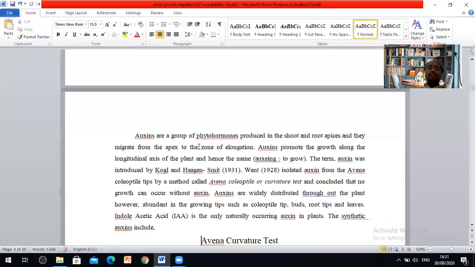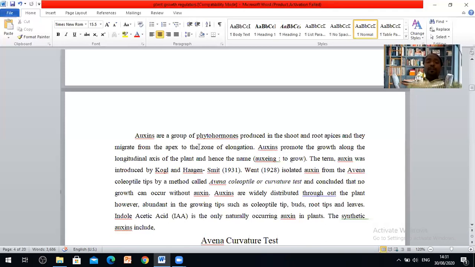Auxins are widely distributed throughout the plant. However, they are abundant in the growing tips, such as the coleoptile tips. It means that the auxins were present all over the plant, but their concentration was more at the tip, or the growing tip, of that particular plant.